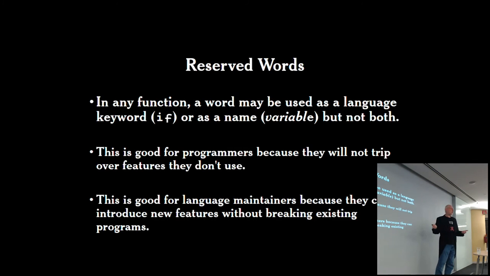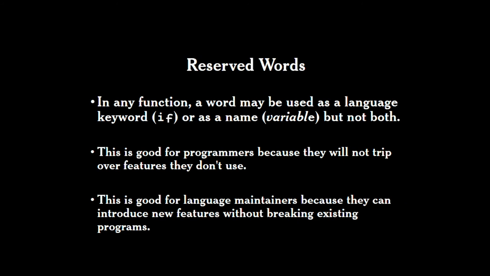So I propose a new policy. In any function, a word may be used as a language keyword, such as if, or as the name of a variable, but not both. And the programmer gets to choose which one it's going to be. This is good for programmers because you won't trip over features you don't use. And it's good for language maintainers because they can add new features without breaking anything. And it turns out you don't need terabytes of memory in order to implement this. It's actually very efficient.